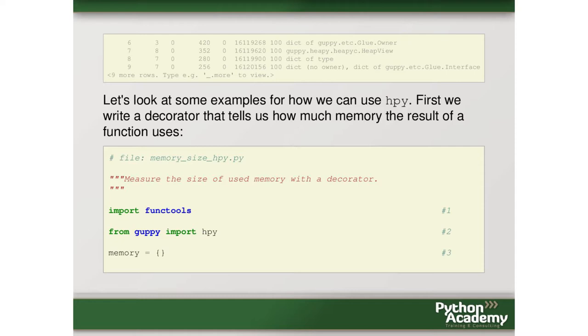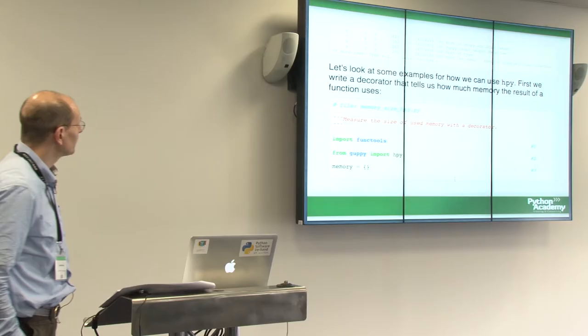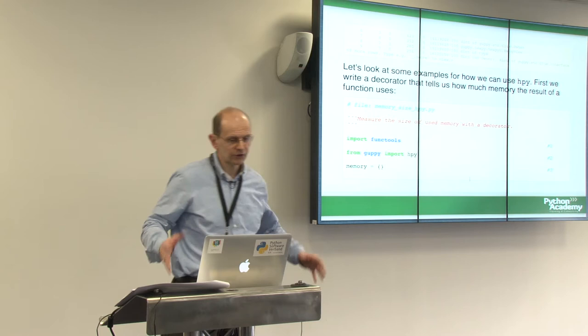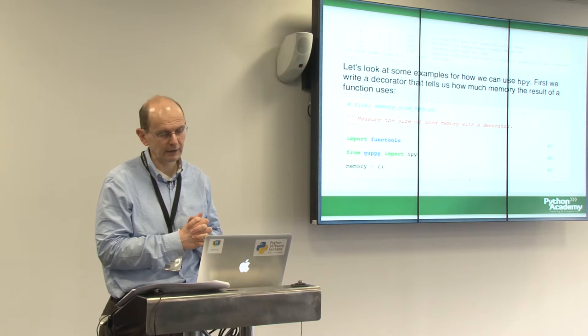So now I have an example here. That's the source code you also have. Let's go through this here, what you can actually do with this memory thing. This is just the plain library, and I have an example of how I could use it. I write my own decorator and use it to do something.